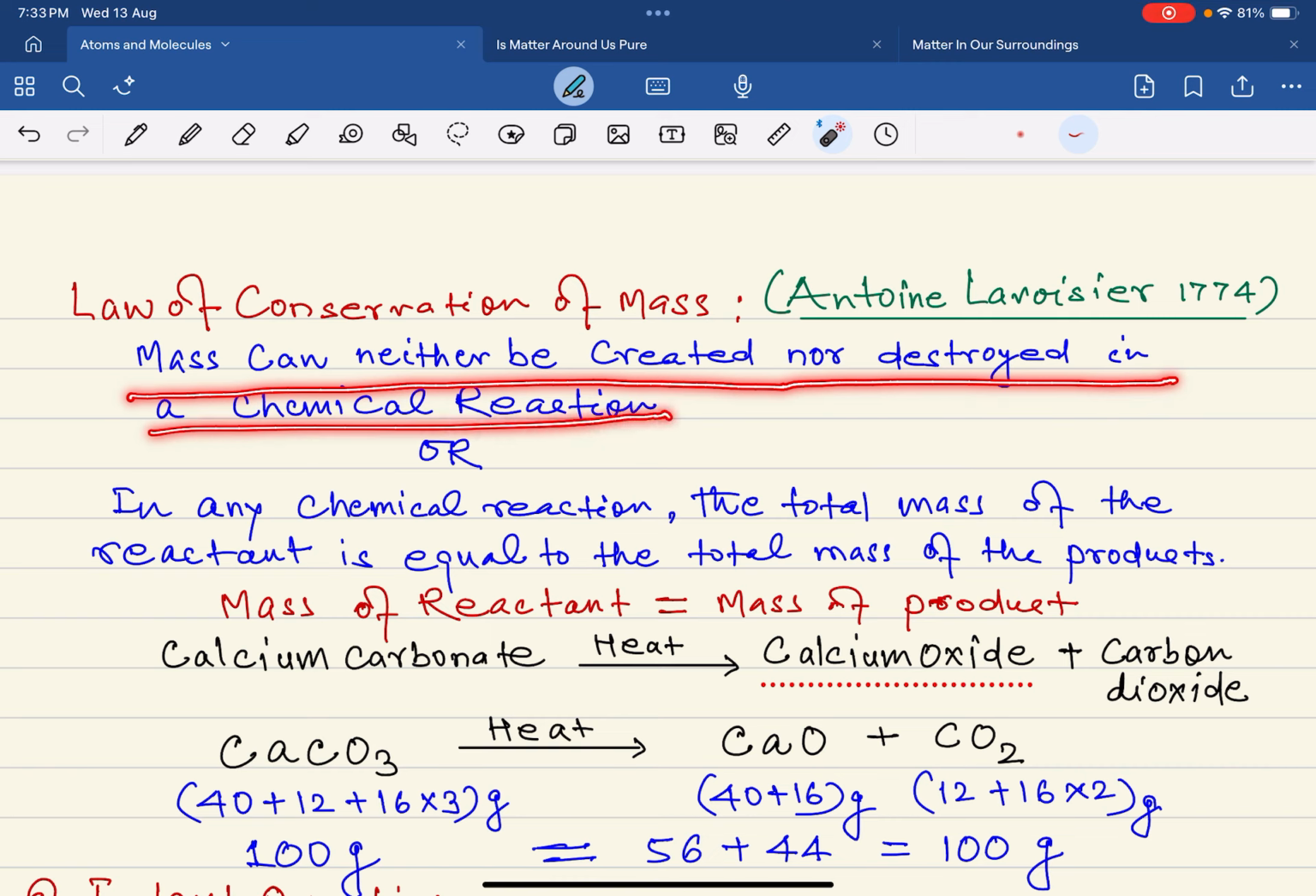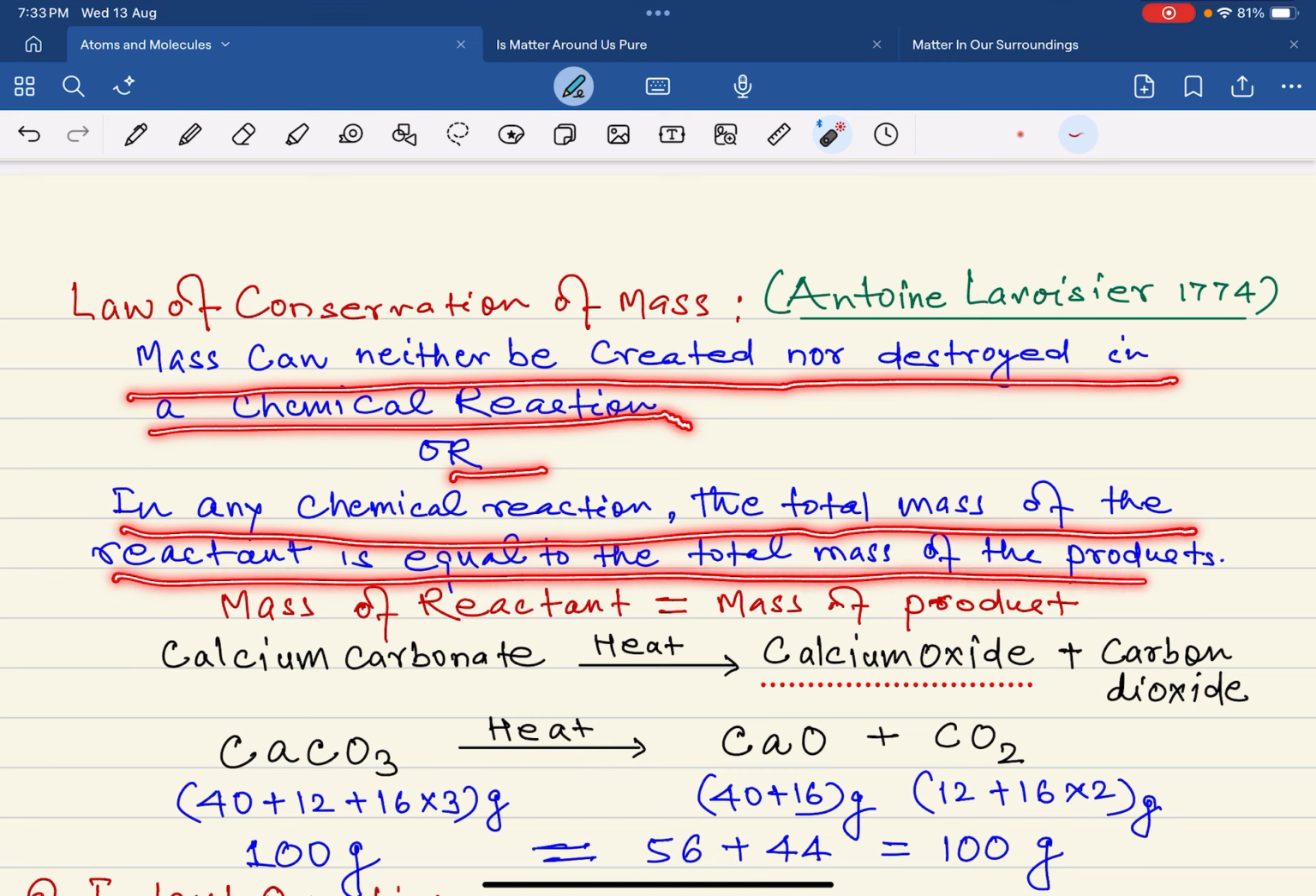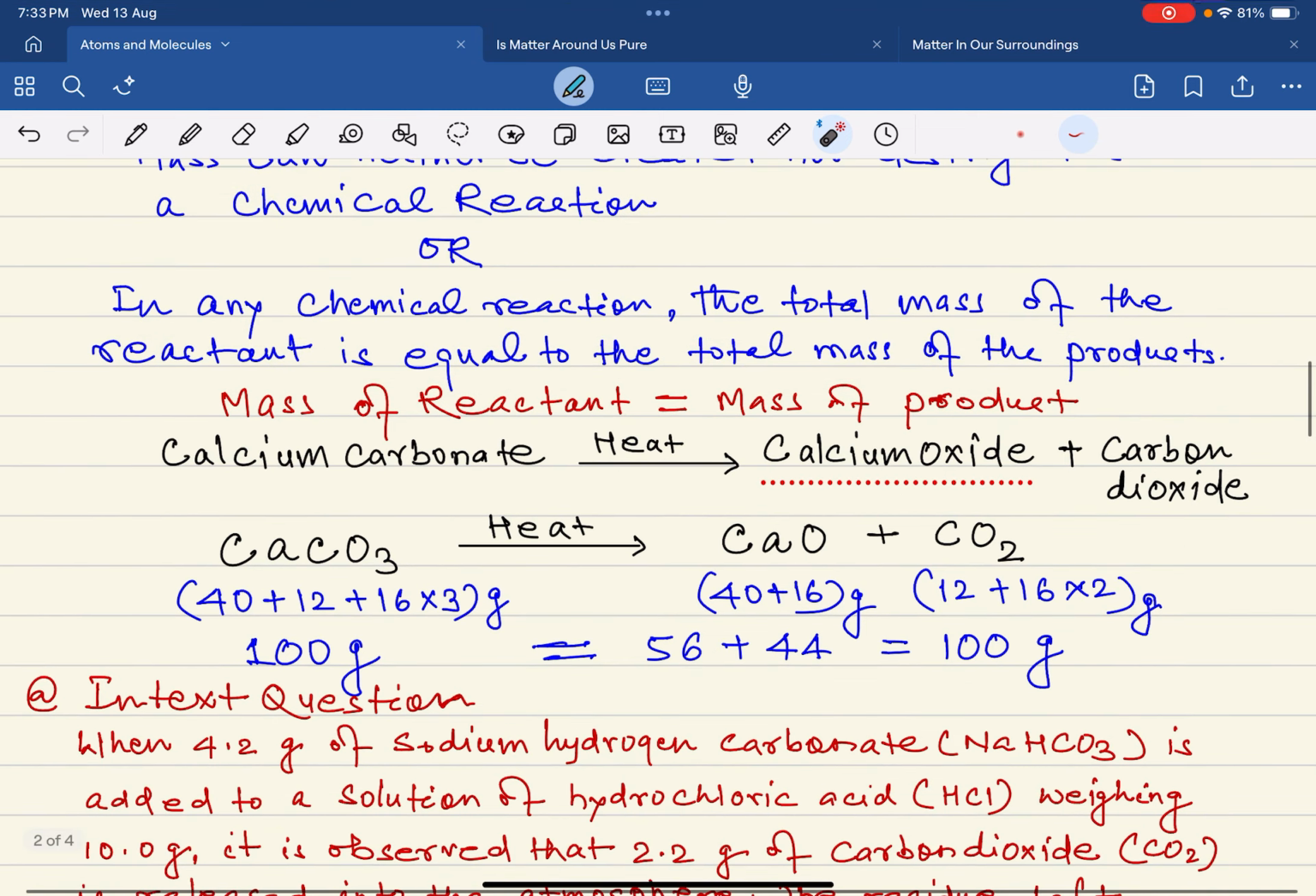I am going to explain again. Mass can neither be created nor destroyed in a chemical reaction, or in other words, in any chemical reaction, the total mass of the reactant is equal to the mass of the product. So, in one line, mass of reactant must be equal to mass of product.